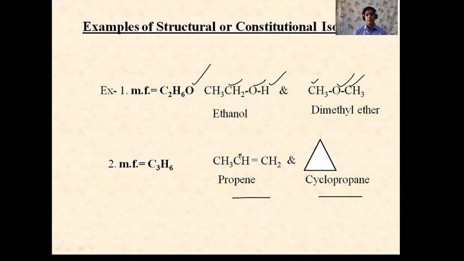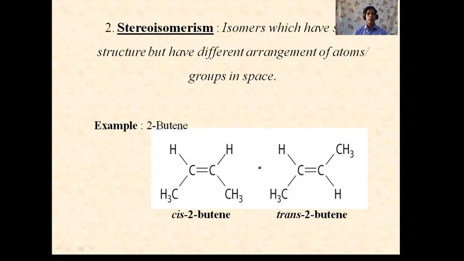Likewise, we can discuss this example. Both these compounds have 3 carbon and 6 hydrogen atoms, but because of the difference in their atomic connectivity, they have a sufficient difference in their physical and chemical properties. So it is a perfect example of constitutional or structural isomerism. Now, the second type of isomerism is stereoisomerism.